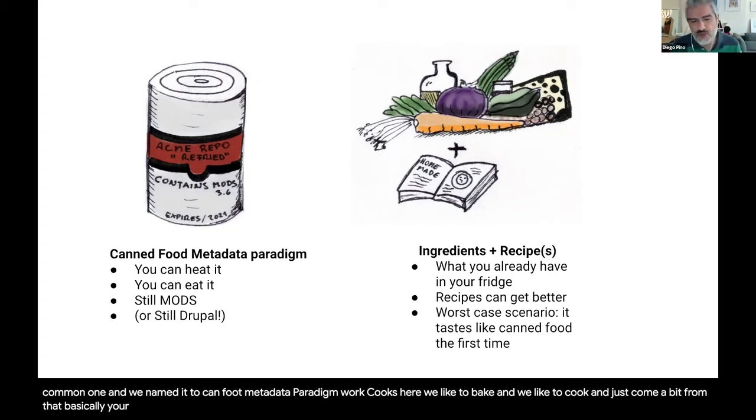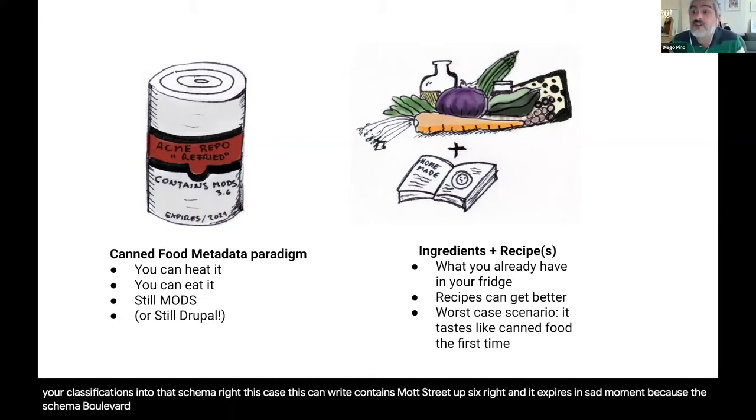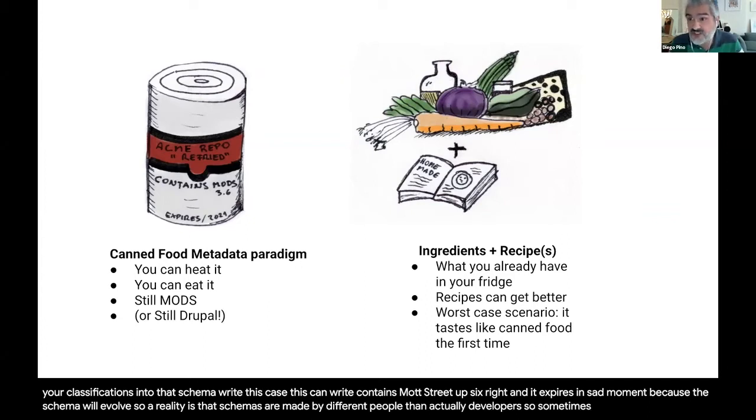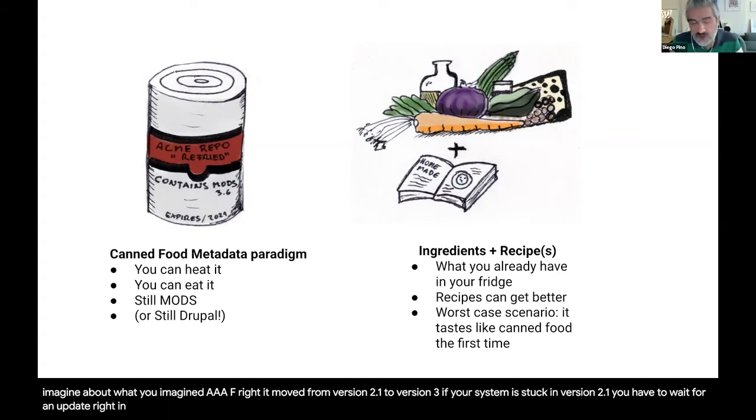Basically, your system imposes a certain amount of schemas, right? And you have to fill in your metadata and put your media and your classifications into that schema. In this case, this can contains MODS 3.6, right? And it expires at a certain moment because the schema will evolve. A reality is that schemas are made by different people than the developers, so sometimes schemas evolve faster. Imagine IIIF, right? It moved from version 2.1 to version 3. If your system is stuck in version 2.1, you have to wait for an update in your software, right?